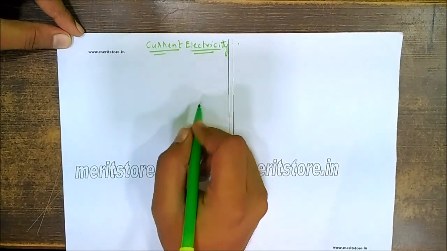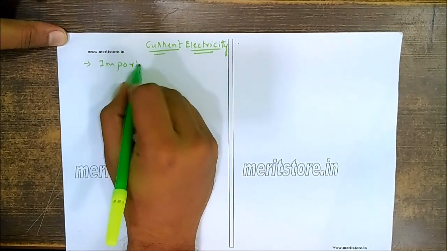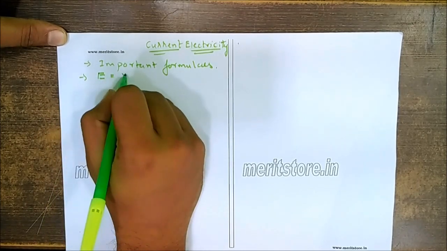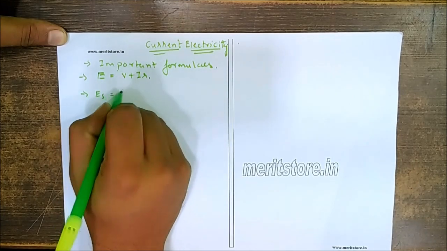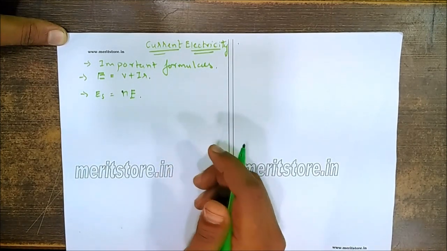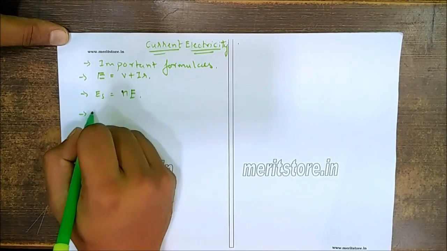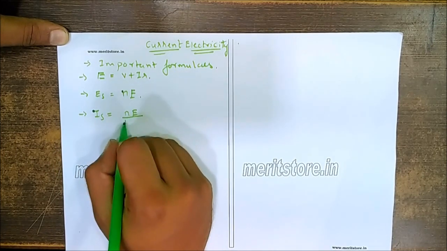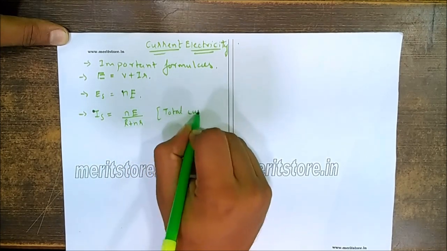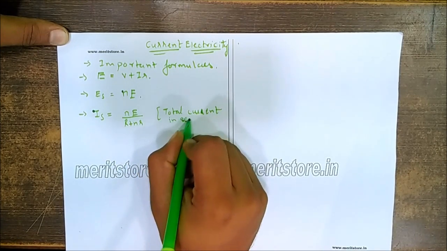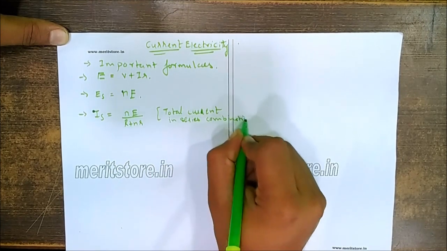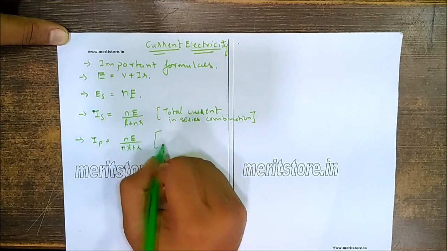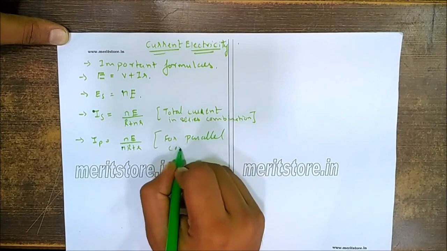Current electricity synopsis. We are going to discuss first of all important formulas. E is equal to V plus Ir. Es is equal to nE, that is the equivalent EMF in series combination, and E was the EMF of a cell. If total current through the series combination of n cells, the total current in series combination is given as nE upon R plus nr. Now also for parallel combination, it is nE upon nr plus R.